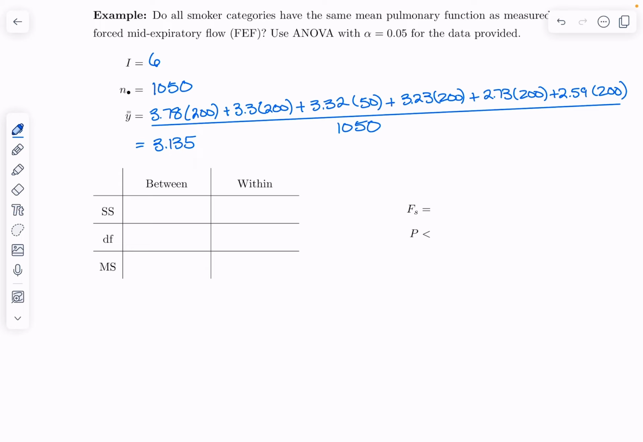Now I want to calculate the sum of squares between and the sum of squares within. And I'm going to use this table here to help me organize everything I need for the test.